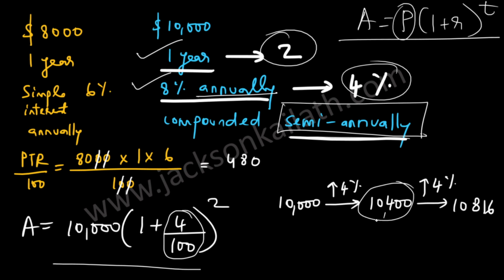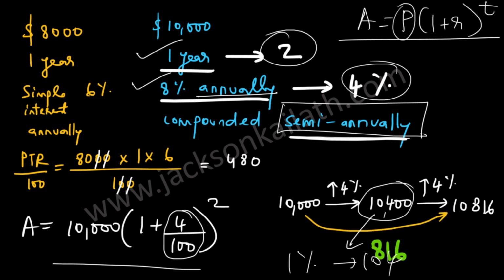How do you do that? If this is the value that you're increasing, 1% of this would be just move the decimal point by 2 places to the left. So 1% is $104. So 4% will be 104 into 4, which is equal to 416. So 10,400 plus 416 will give you 10,816, right? So the increase is from 10,000 to 10,816. So there is an increase of 816. So that's the compound interest which he's getting.